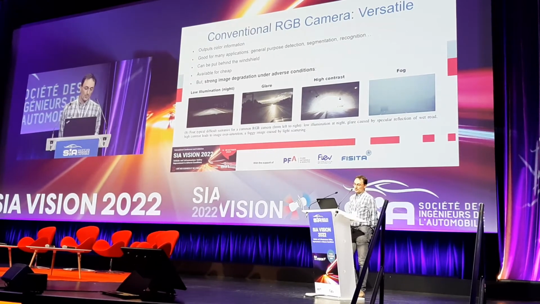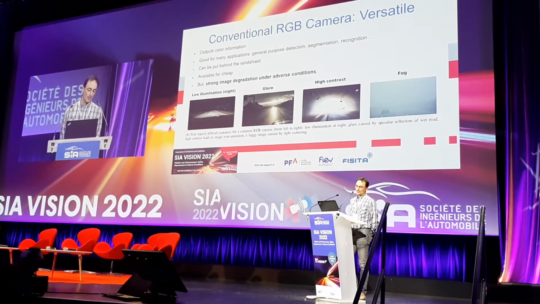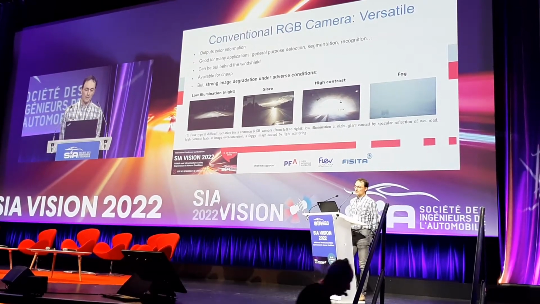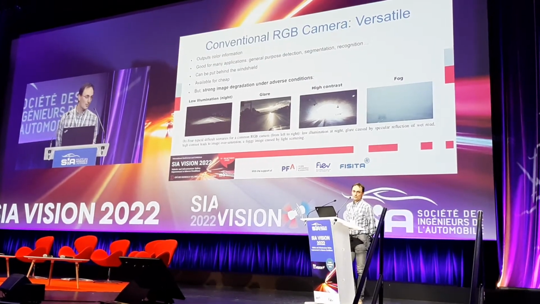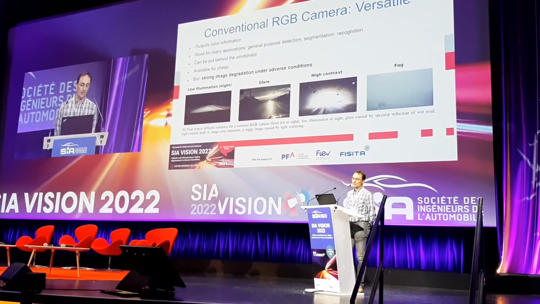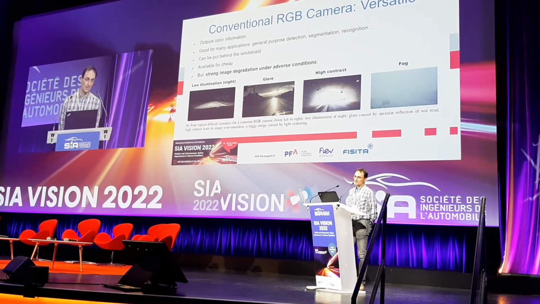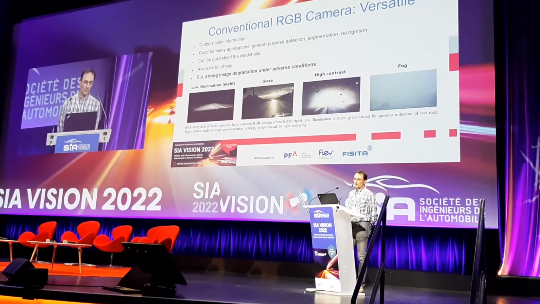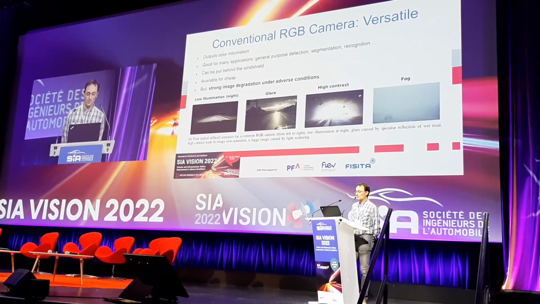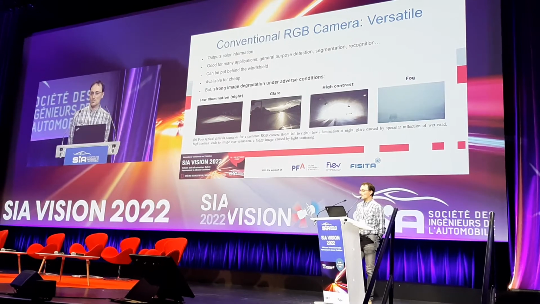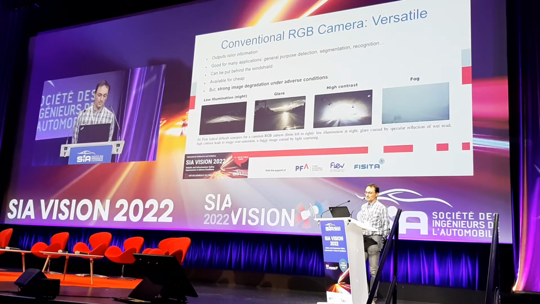You will have very strong degradations at night or under adverse conditions. So, for example, if you have the sun in front of you, you can have glare or blooming, and you can have reflections on the ground. When you are typically close to the exit of a tunnel, you will have a very high contrast, so you will not be able to see everything. You will have to choose if you see what is in the dark side or in the bright side. So the camera will not know how to do its exposure. And if you have typically fog, you will not see very far because the RGB light will not penetrate the fog.